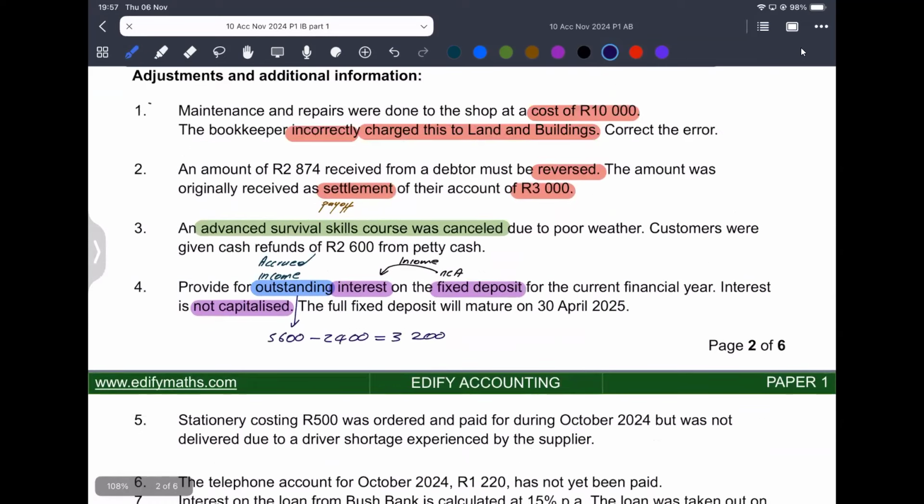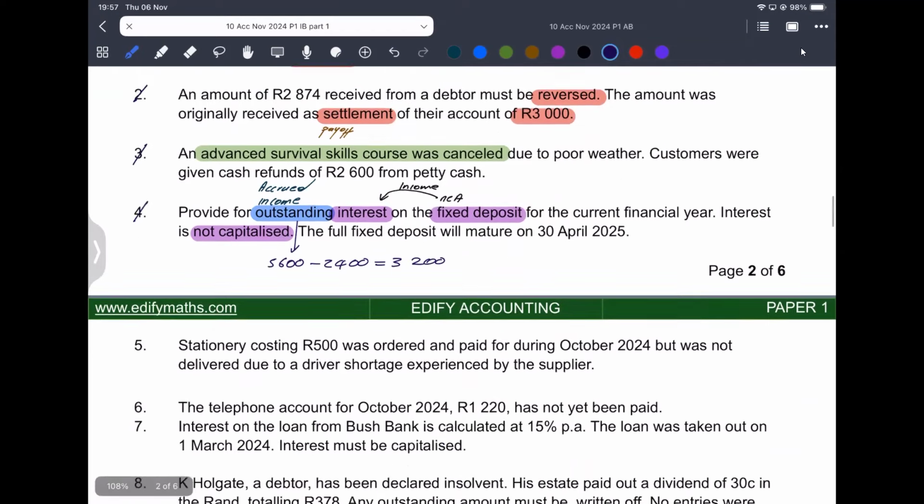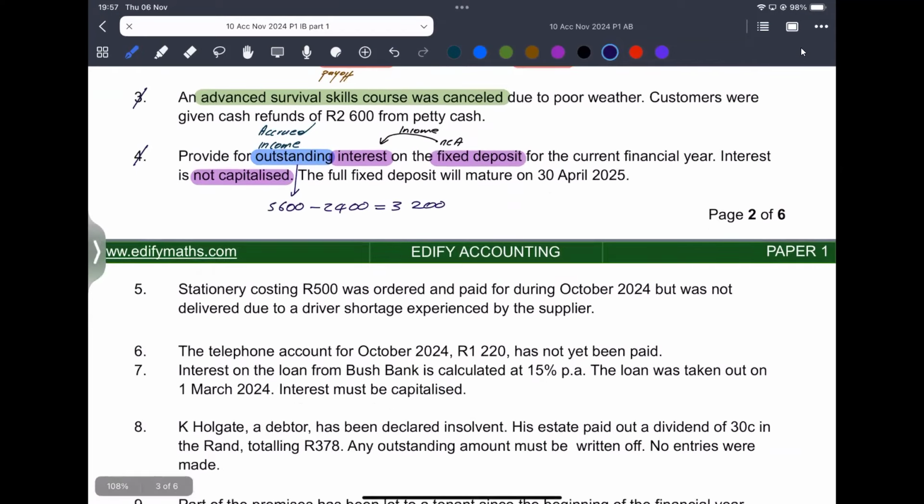I've done number one, number two, number three, number four. Now I'm on number five. Number five says that stationery costing 500 was ordered and paid for during October 2024, but was not delivered due to a driver shortage experienced by the supplier.